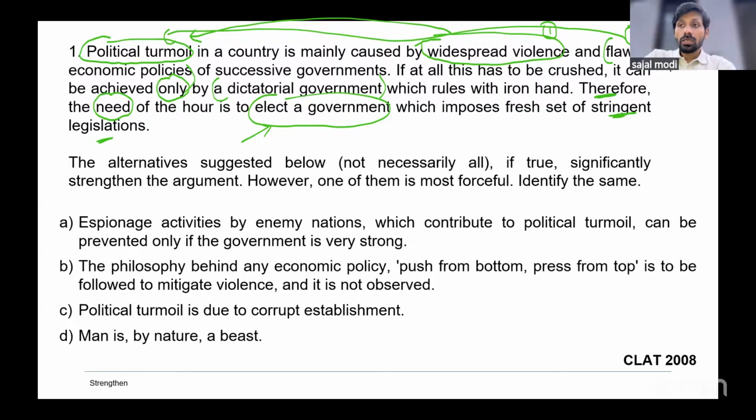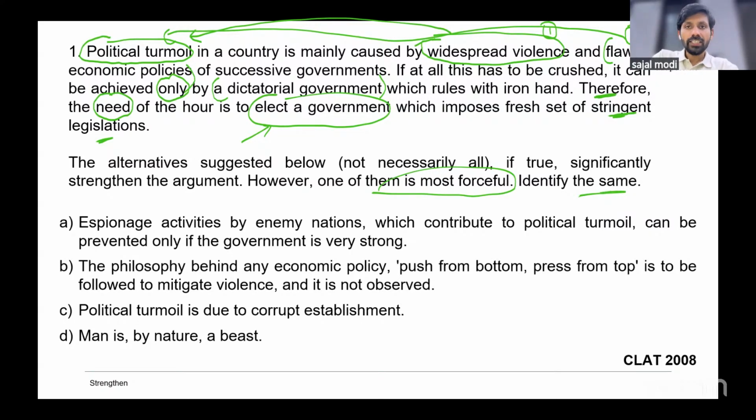Now, we have identified the conclusion. This is the last line of the argument: the need of the hour is to elect a government which imposes a fresh set of stringent legislations. And we have to provide support for this. One of the options is most forceful. Identify the same. It's simply asking which option strengthens.